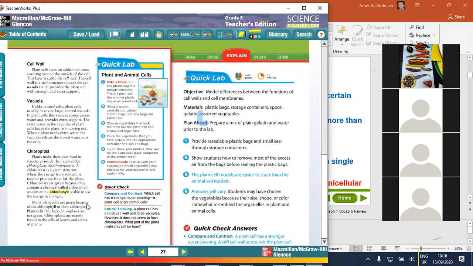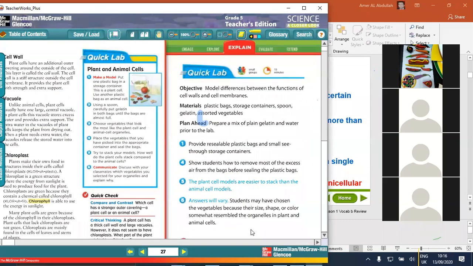Cell wall. Mister, what makes food for the plant is a chloroplast.